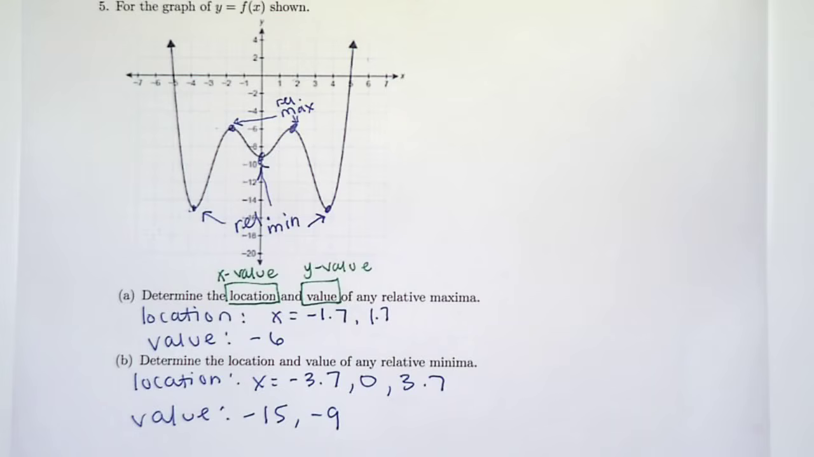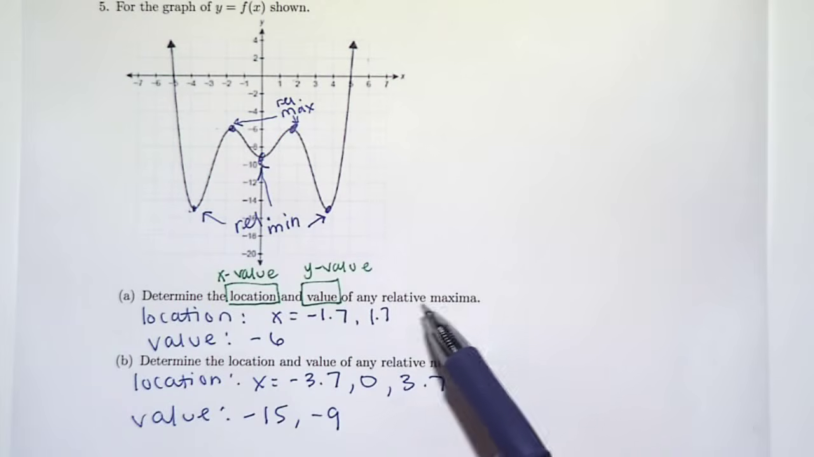All right, so we figure out the location and value, and you can put these into points like negative 1.7 comma negative 6 and 1.7 comma negative 6. Those are the points where they occur.